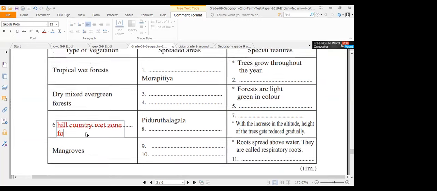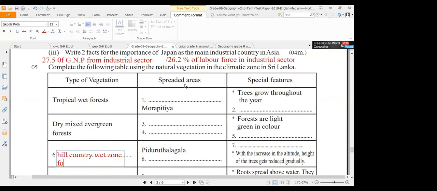Then mangroves, okay. Spread areas again. This time, yes, tropical forest. Hanneliya, Sinharaja, yes, correct. Right. Then give an example for dry mix evergreen forest. Yes, Wilpattu.